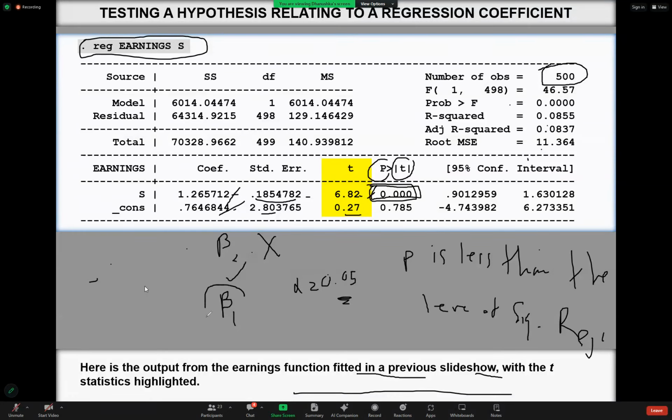But how about beta 1? Is it significant or not? Yes, any answer? Beta 1? At 5% level of significance, whether beta 1 is significant or not. Hello? Beta 1, is it significant or not?